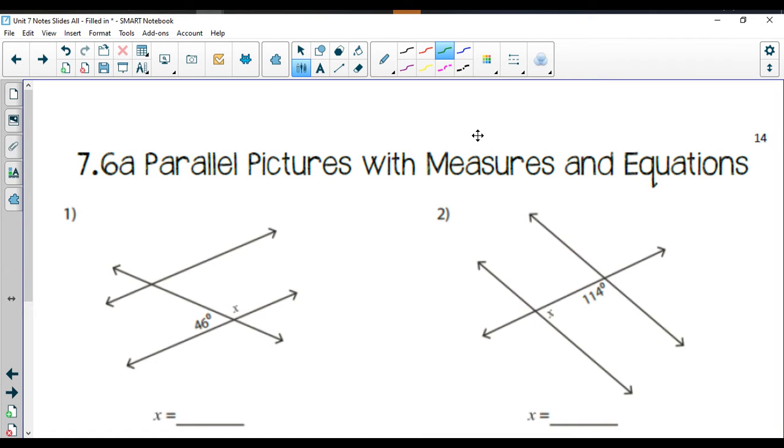All right, this is lesson 7.6, part A. So this is kind of the first part of things. We're going to see some equations here. We're going to be talking about parallel pictures, their angle measurements, and then we're going to be writing some equations.